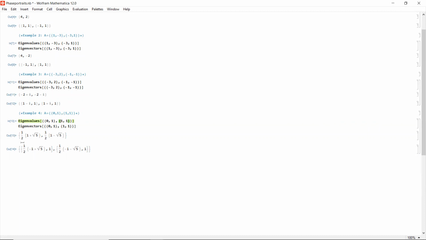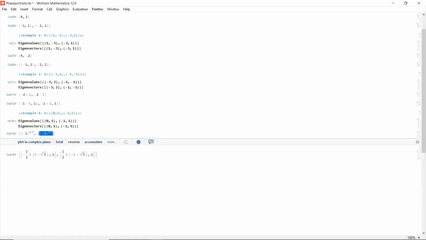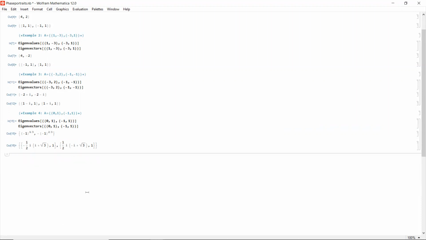So this was not a good choice. It is here -1, of course. That's why, because the eigenvalues were real, so this wasn't a good choice. You see, now it's better. So it says -1, third root of -1, and then this second expression is then its complex conjugate.